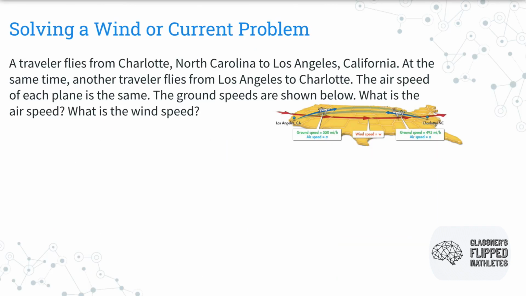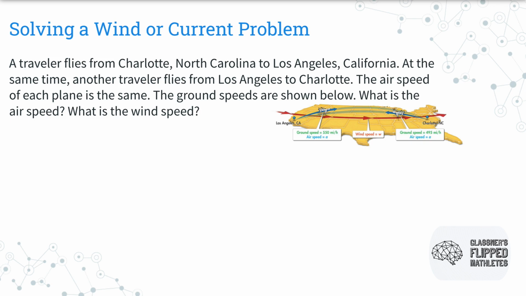So let's solve a wind or current problem. Let's say we have travelers going from Charlotte, North Carolina to Los Angeles and vice versa. The airspeed of each plane is the same. So the planes are moving at the same speed if you were to put them in a vacuum. The ground speeds are shown on the map. What's the airspeed? What's the wind speed?